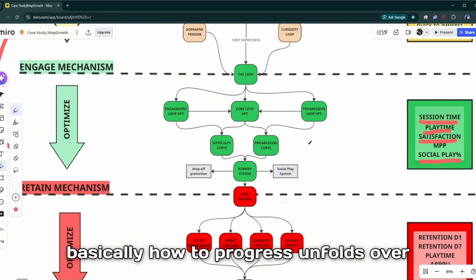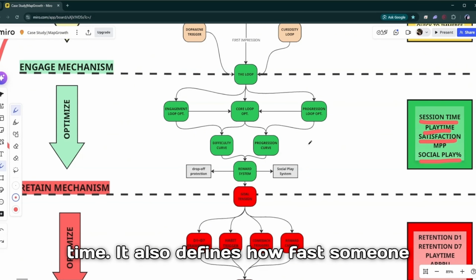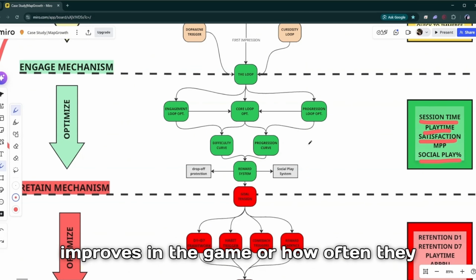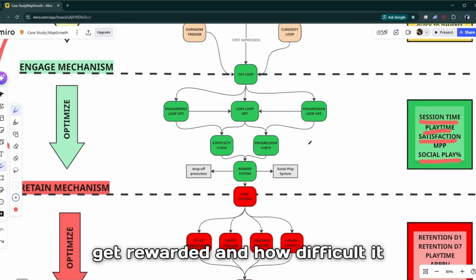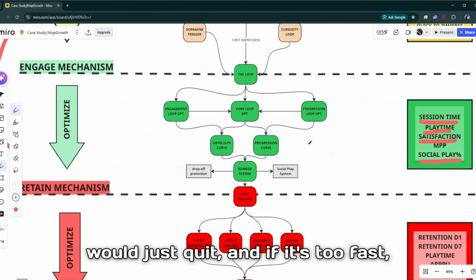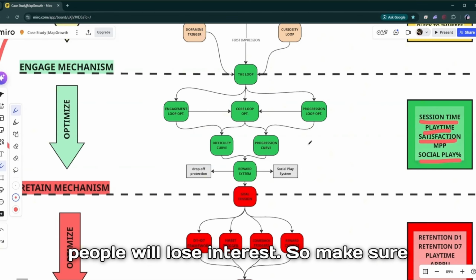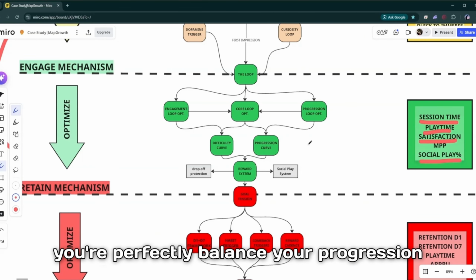It's basically how the progress unfolds over time. It also defines how fast someone improves in the game, or how often they get rewarded, and how difficulty increases. If the curve's too slow, people will just quit. And if it's too fast, people will lose interest. So make sure you perfectly balance your progression curve.